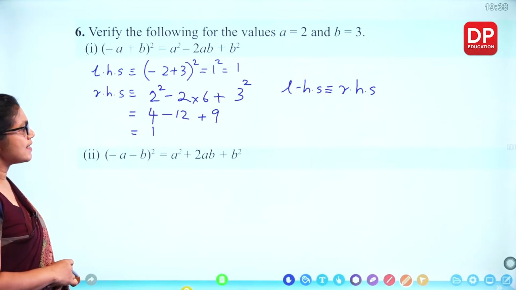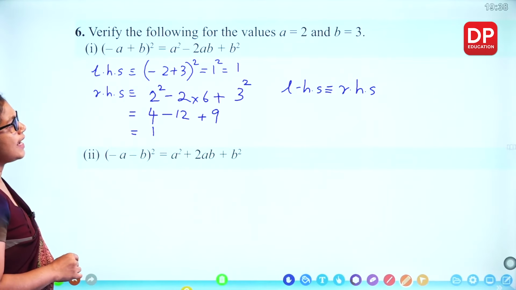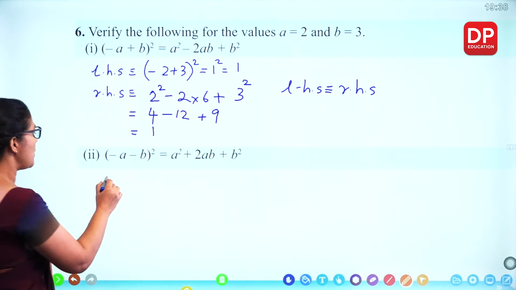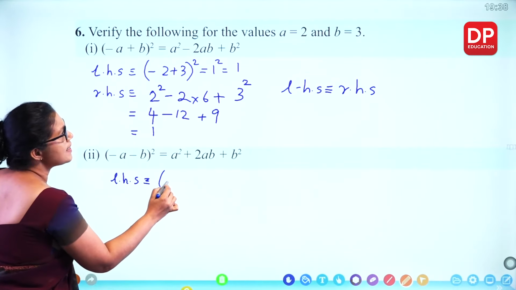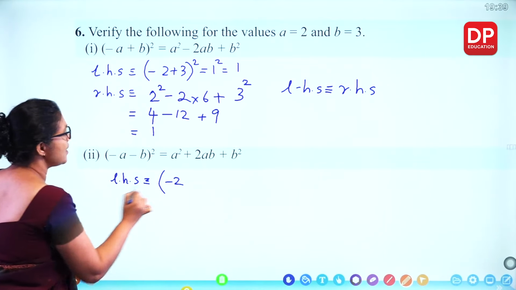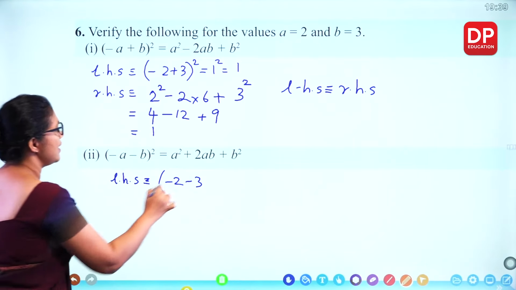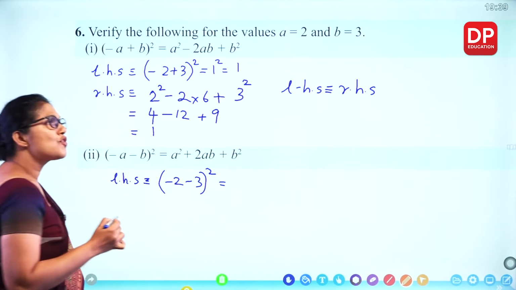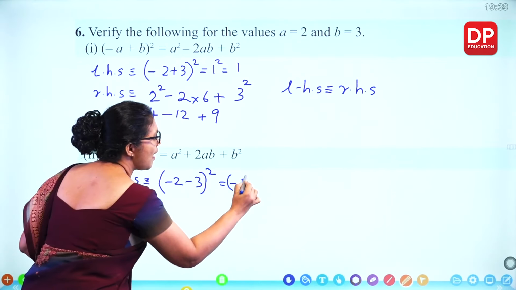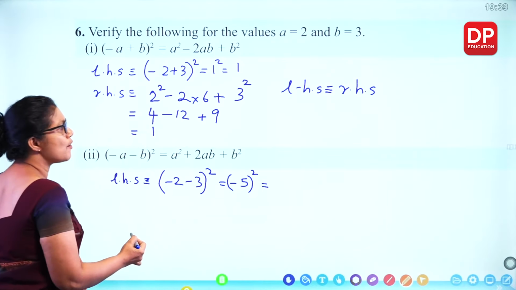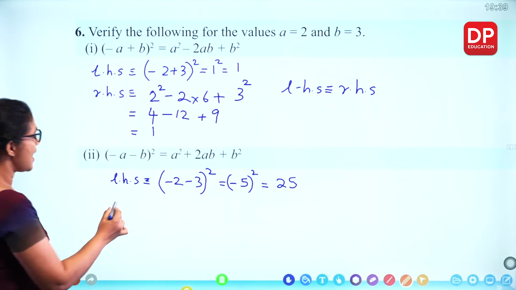Another expression is given and you have to take the same a value and b value. A equals 2 and b equals 3. We'll take the left hand side first. Minus a is 2, so you get minus 2. Minus b, that means minus 3. So minus 2 and minus 3 becomes minus 5. Minus 5 whole thing squared. What is minus 5 whole thing squared? You get 25.